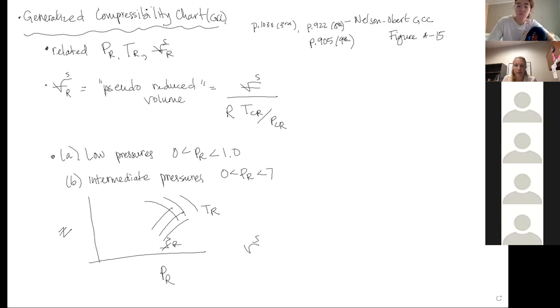All right, so I'm going to do an example problem. And I would like everybody to open this generalized compressibility chart and table A1 as well. So just turn to the back of your book, get in your appendices, and I'm going to start an example problem.